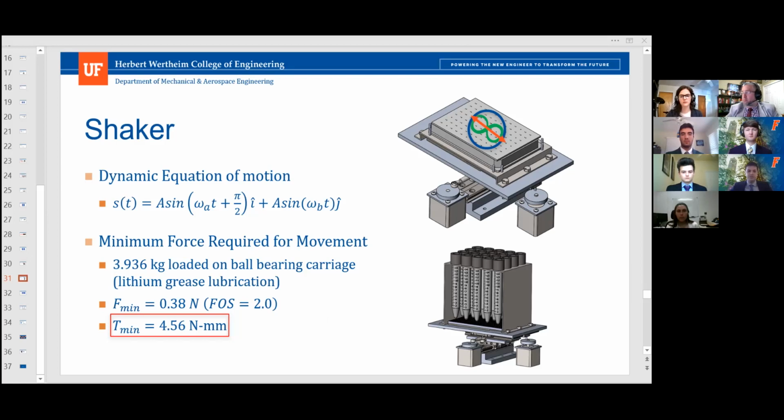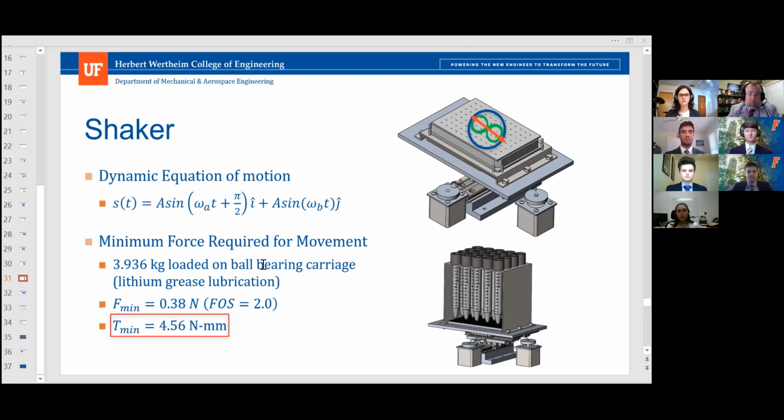So on the ball bearing carriages with a lithium grease lubrication, the minimum tangential force to move the carriages along the railway came out to only 0.38 newtons with a factor of safety of 2.0. And then when considering the ball bearing connection and the most unsatisfactory angle of the motor in the shaking motion, a minimum torque of only 4.56 Newton millimeters was required to effectively move the shakers, and the NEMA 17 motors used run at 50 Newton millimeters, so the motor torque is sufficient for these designs.